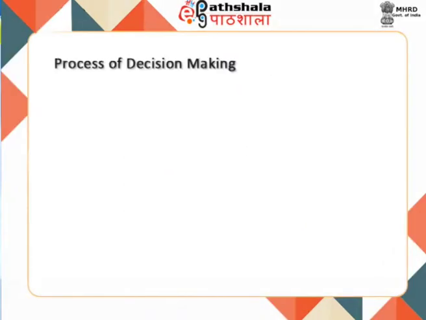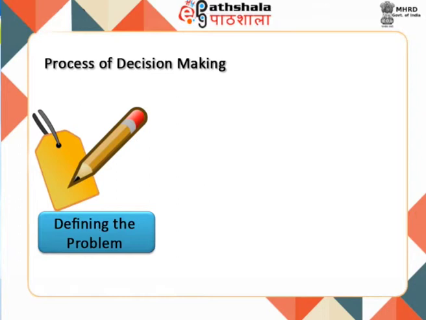Let us now discuss the steps in the process of decision making. 1. Defining the problem. Decisions are taken for problems. It is important to identify the problem first, because what at times might appear to be the problem may only be the symptom of that problem. It is important to diagnose and find out the real problem and then to define it.